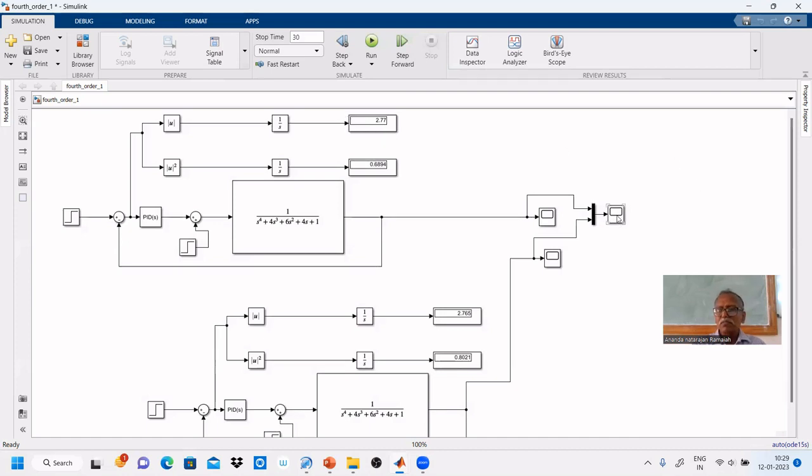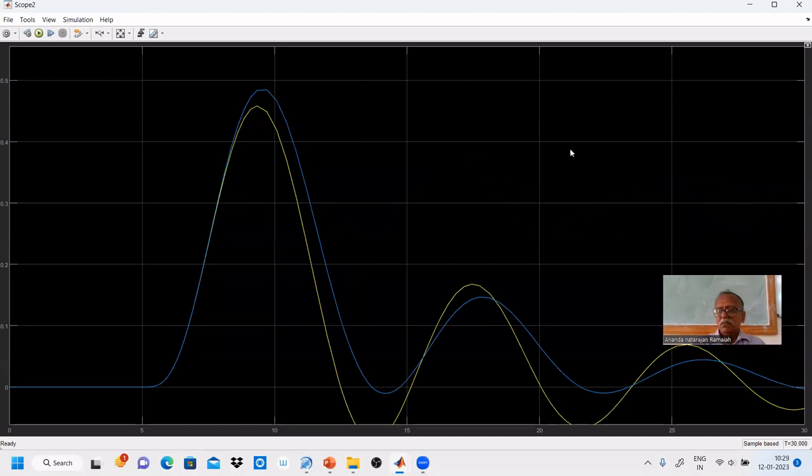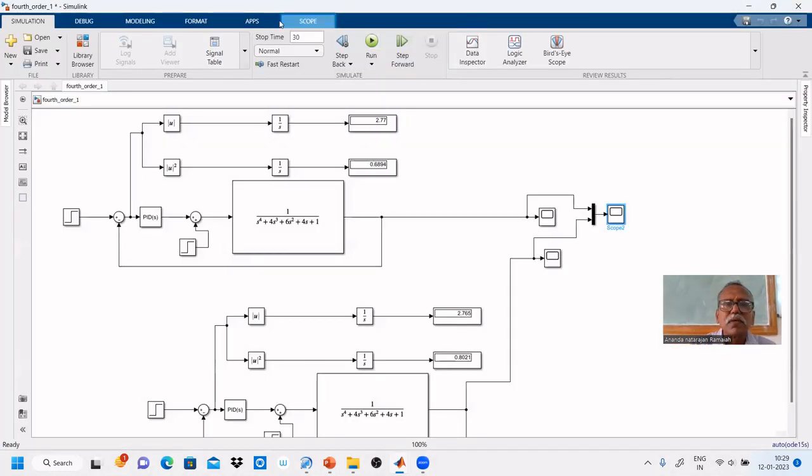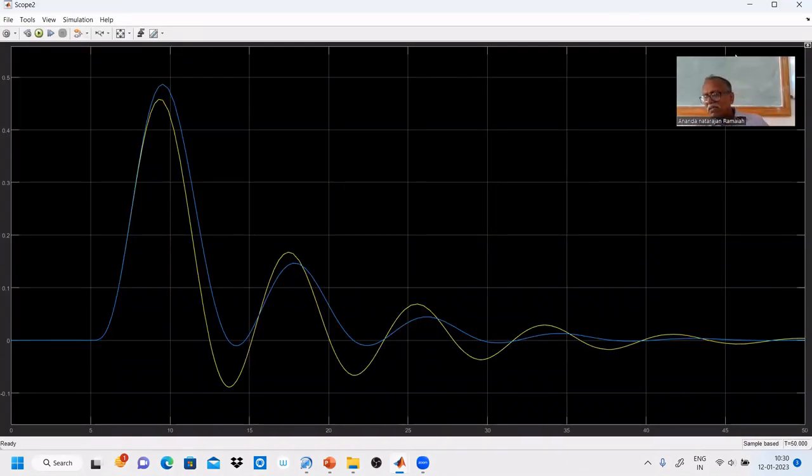Now see the response. It is not yet settled. That's why let us increase the time to 50. Even at 50, it is not yet settled. So we'll make it, okay, anyhow, almost settled. Which gives a better response? As far as overshoot is concerned, the continuous cycling method is worst because it has a large overshoot. The reaction curve method has less overshoot.